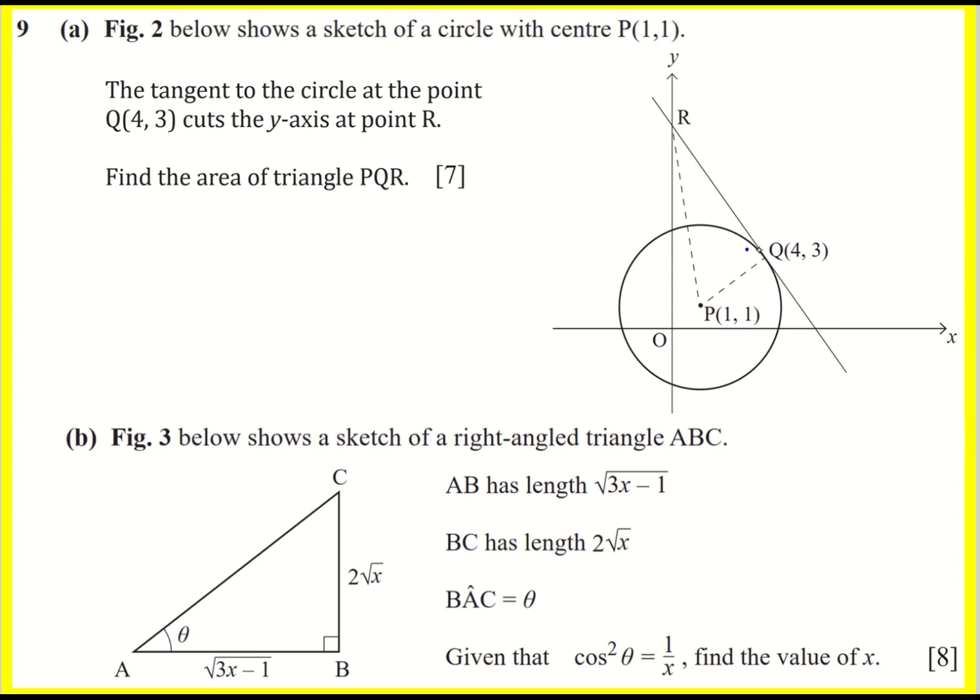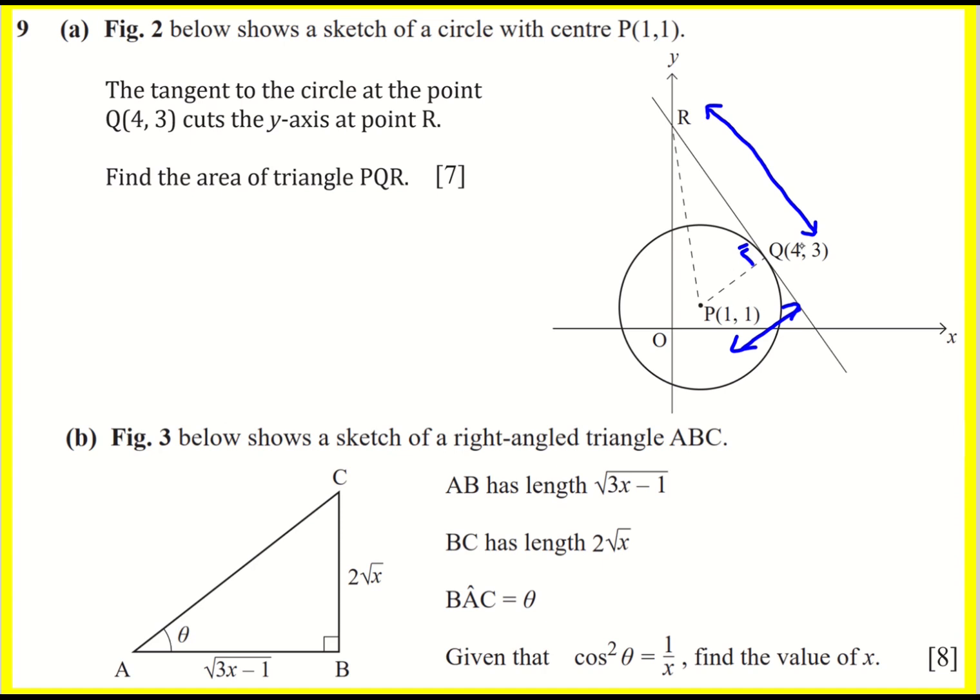Well, the first thing we can do is say that this is a right angle because it's where the tangent meets the normal, or the radius, if you want to call it that. So we can find this length here and then this length here. That's what we were aiming for. Then we can use half base times height. The bottom one's not too bad.